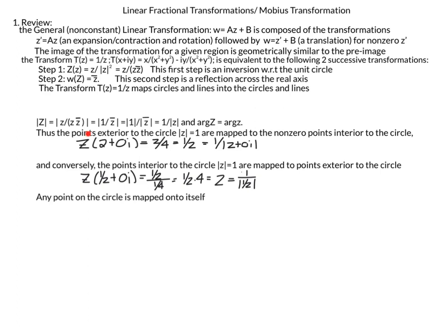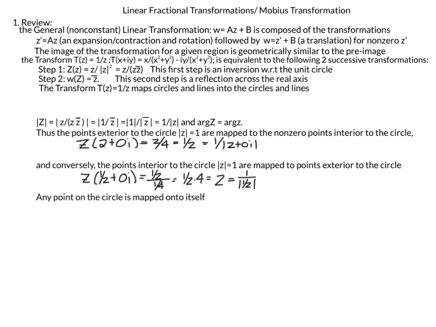Looking at examples, a point exterior to the circle modulus z equals 1, something like the point 2 plus 0i, is certainly outside the unit circle. That's mapped to non-zero points interior to the circle. So when we take z of 2, that's going to be 1 over the magnitude of 2, so that's 2 over 4, which is 1/2, or in this form, 1/2 plus 0i. So this is definitely interior to the unit circle.